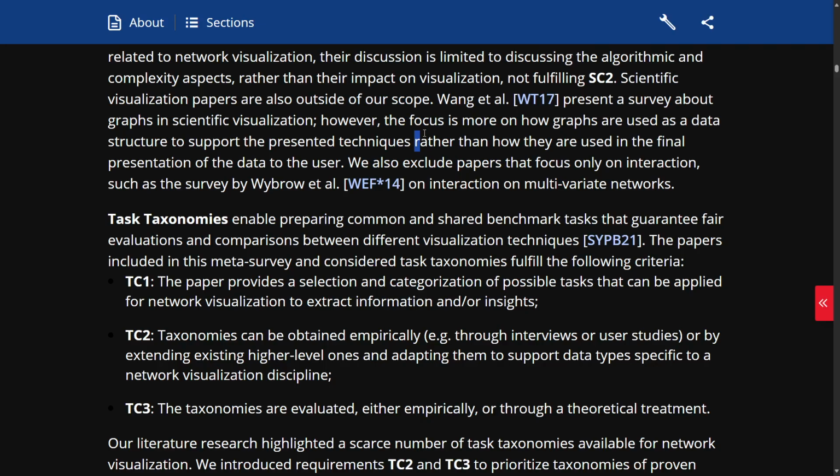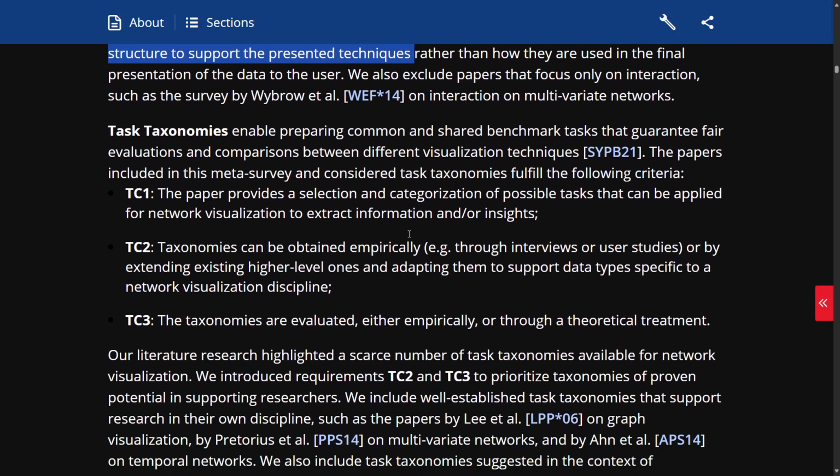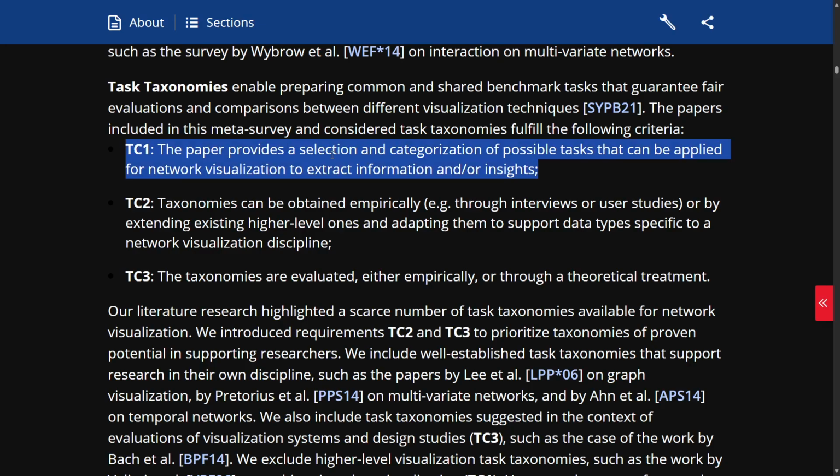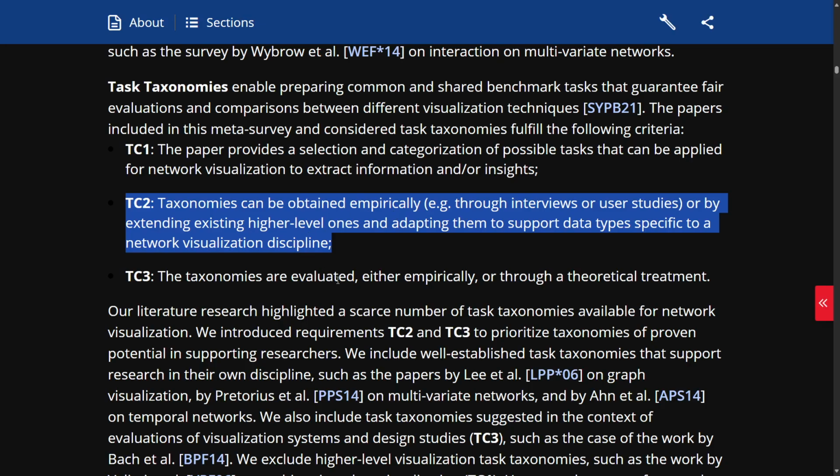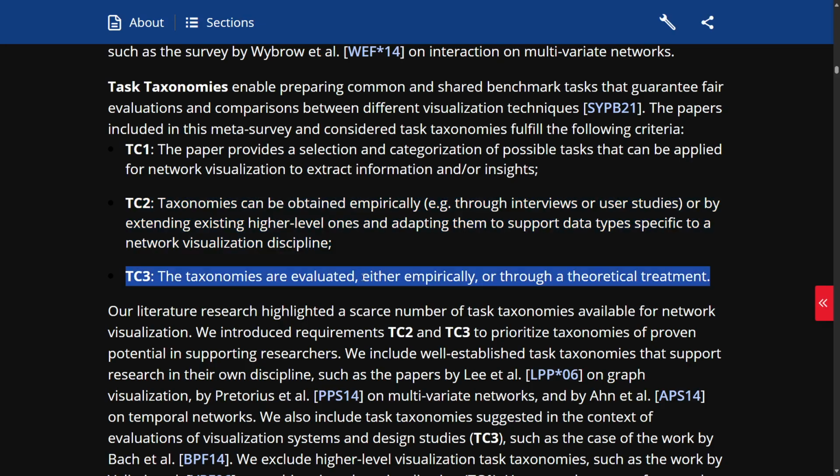The papers included in this meta-survey and considered task taxonomies fulfill the following criteria. TC1. The paper provides a selection and categorization of possible tasks that can be applied for network visualization to extract information and/or insights. TC2. Taxonomies can be obtained empirically, for example through interviews or user studies, or by extending existing higher-level ones and adapting them to support data types specific to a network visualization discipline. TC3. The taxonomies are evaluated, either empirically or through a theoretical treatment.